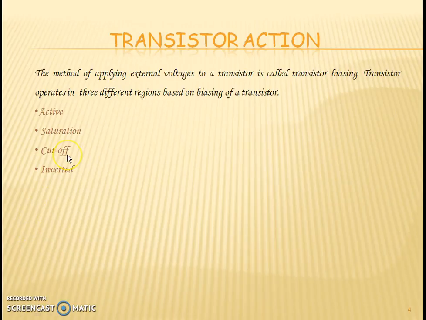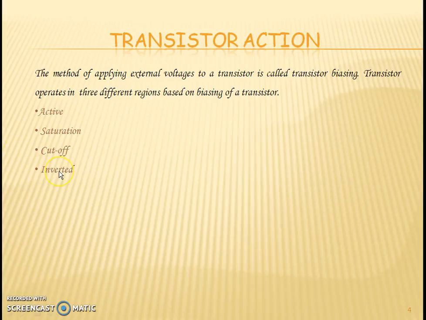Then comes cutoff region. In this case, both junctions are reverse biased. In this region, the transistor has zero current because the emitter does not emit charge carriers into the base, and no charge carriers are collected by the collector except a few thermally generated carriers. Now the transistor acts like an open switch.